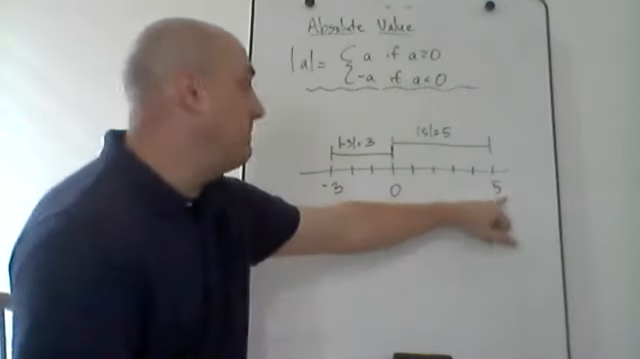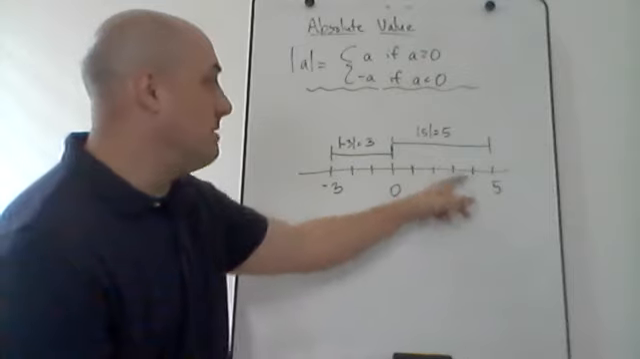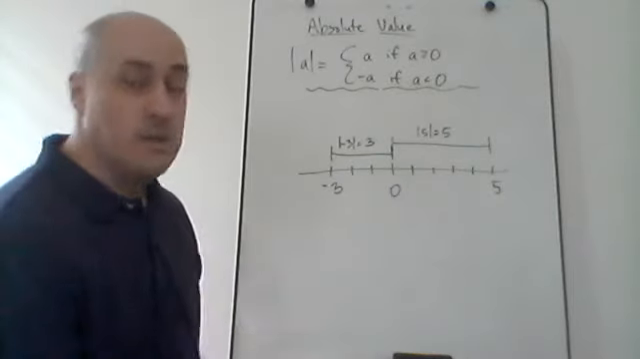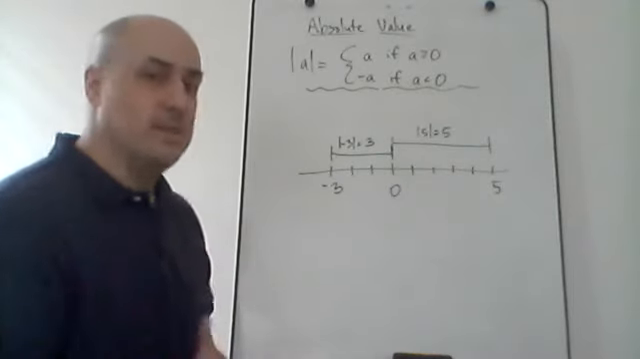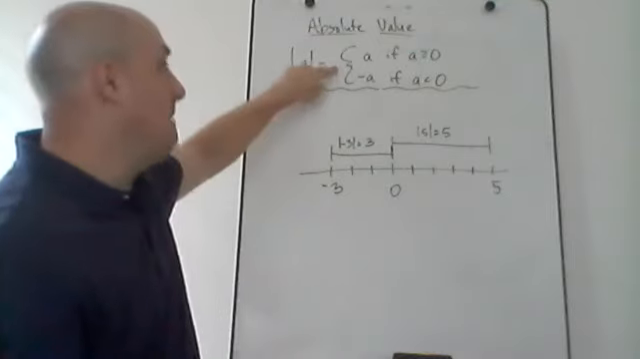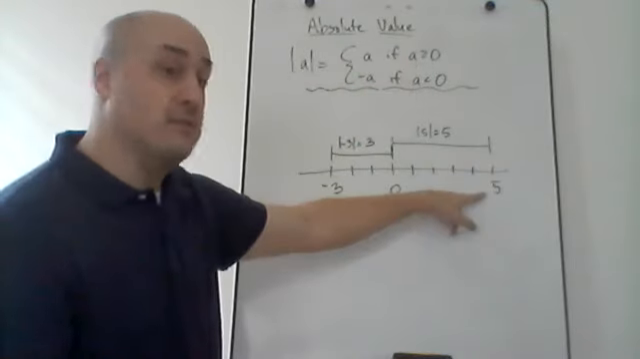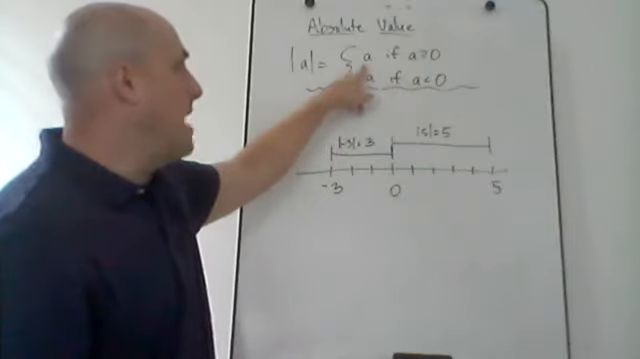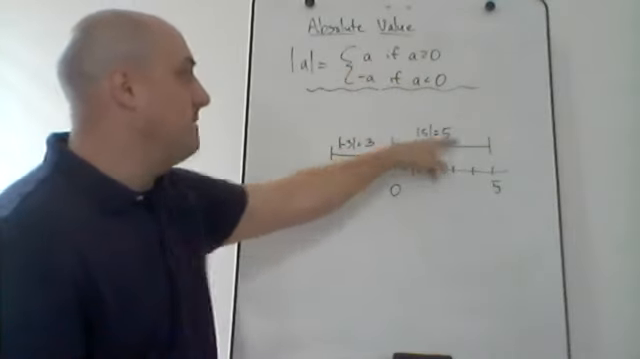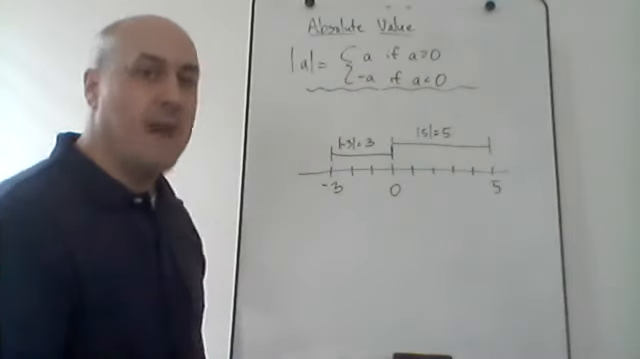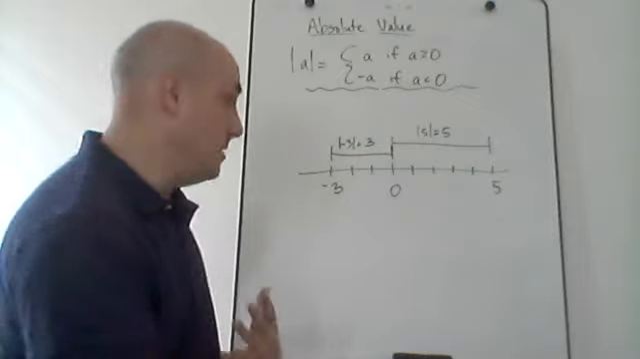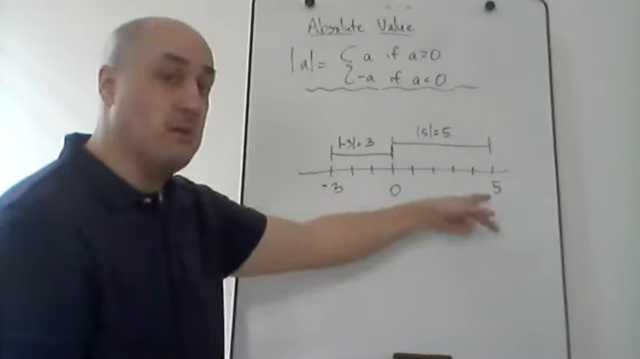The absolute value of 5, well, 5 is 1, 2, 3, 4, 5 units away from 0. So the absolute value of 5 is just 5. That's why this definition is what it is. If a is greater than 0, like 5 is greater than 0, then the absolute value just equals that same number. The absolute value of 5 is 5, because 5 is a distance of 5 from 0. So it's just the same number that you already have.